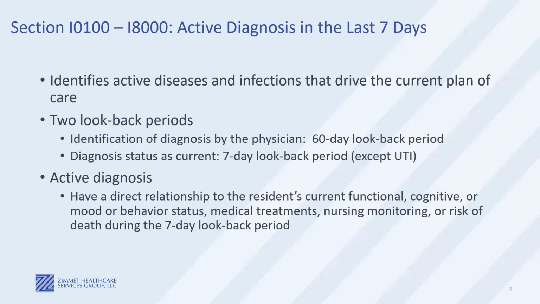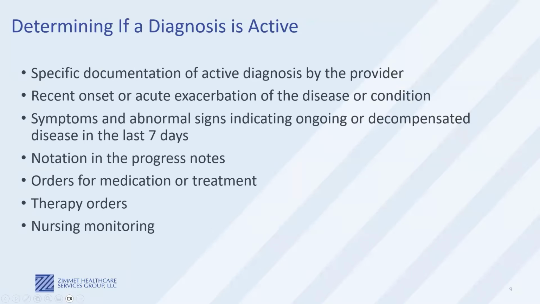Listing a diagnosis on the resident's medical record problem list is not sufficient for determining active or inactive status. There has to be some sort of support for how it is actively affecting that resident. And to help us out, determining if a diagnosis is active, we need to see specific documentation of the diagnosis by the provider. Again, in the past 60 days and something in the past 7 days that tells us that this resident has this diagnosis and it's currently active. It's not a resolved, it's not a history of, we're currently keeping an eye on the resident for something, we're monitoring them for something.